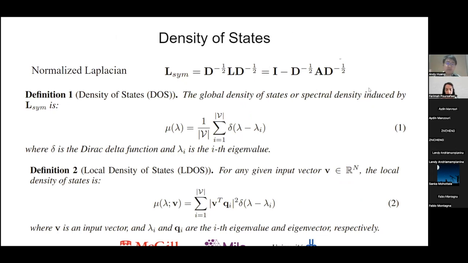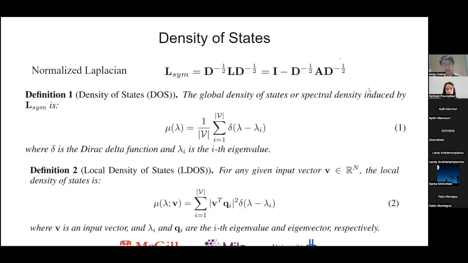So in order to compute the density of states, here are the formulas. First, you will look at the normalized Laplacian. Specifically, we look at the symmetric normalized Laplacian. So you have the Laplacian and that's normalized by the degree. Now you take the normalized Laplacian, whose eigenvalues are in the range of 0 and 2. Then you can compute the density of states.